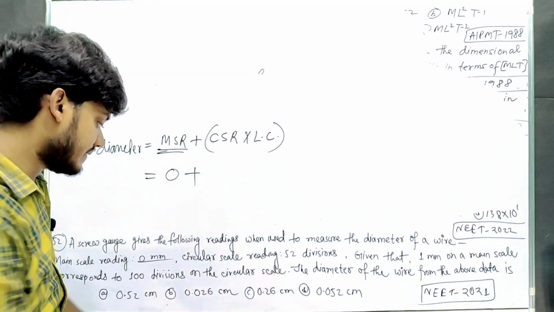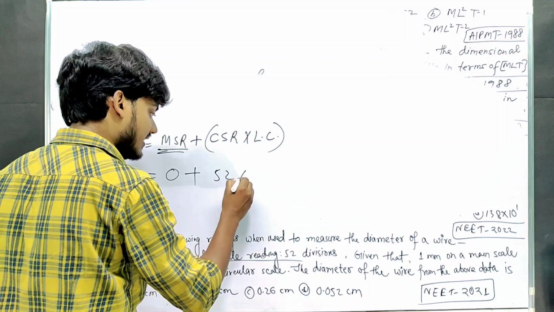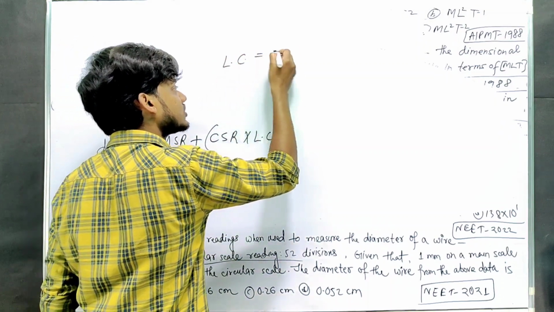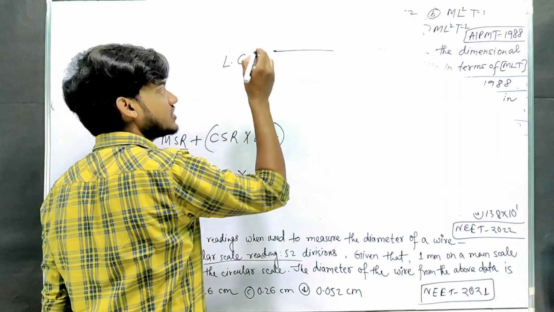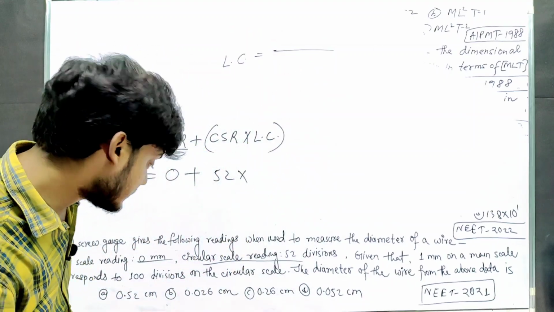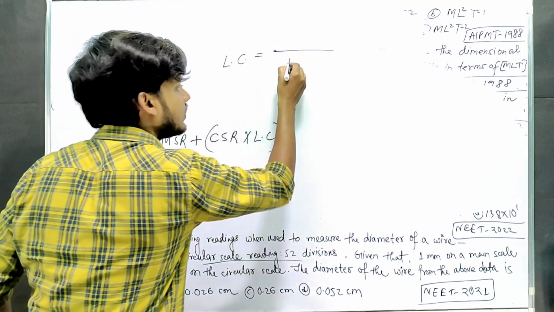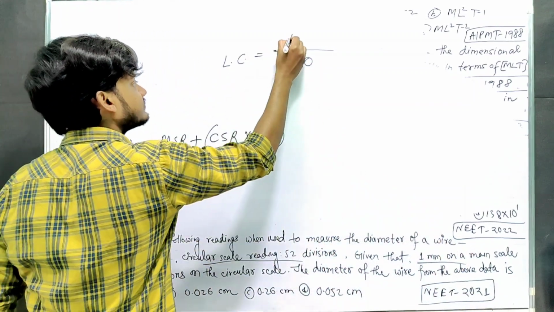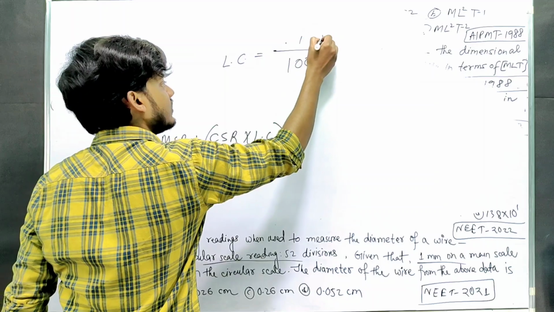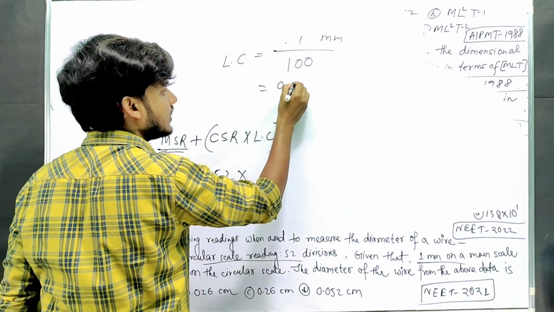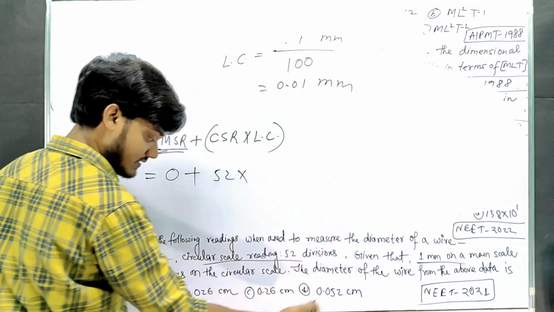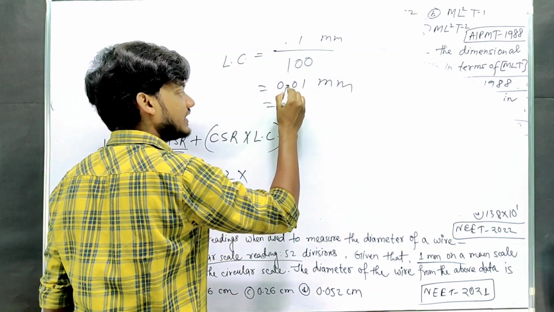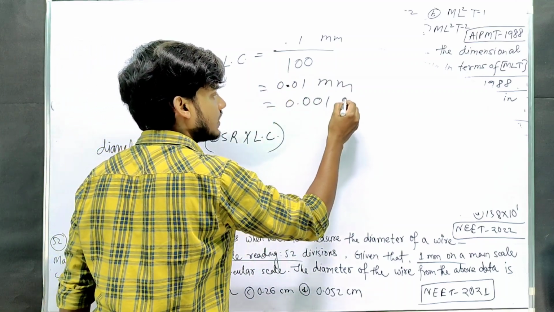Circular scale reading is 52. Okay, least count, what do you mean by least count? Least count means screw pitch by number of divisions in circular scale. Number of divisions in circular scale are 100, and screw pitch is 1 millimeter. So the answer is 0.01 millimeter, but the answer is in centimeter, so we convert it into centimeter. Divided by 10, so it will be 0.001 centimeter.